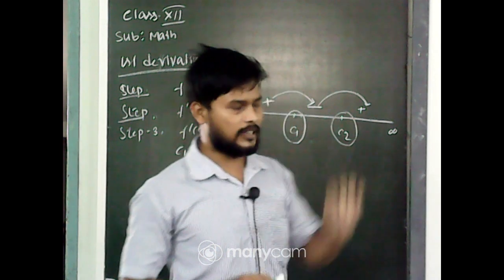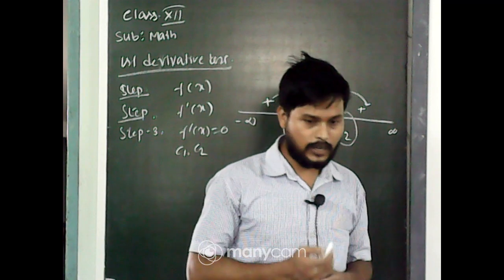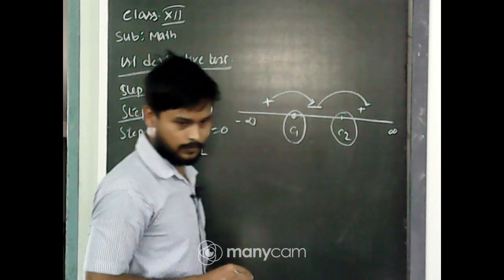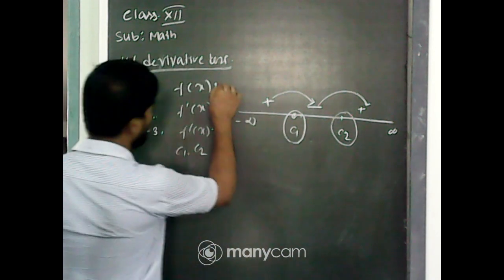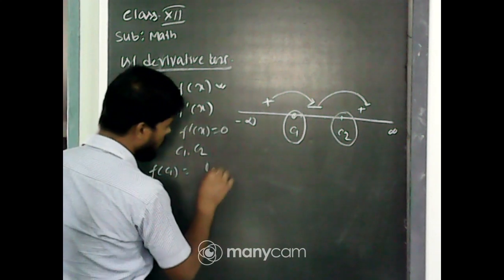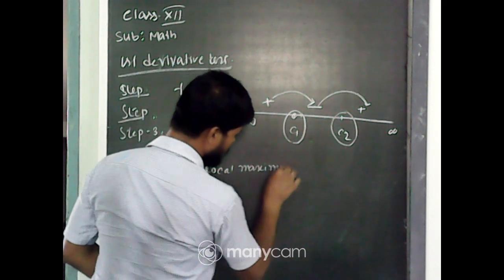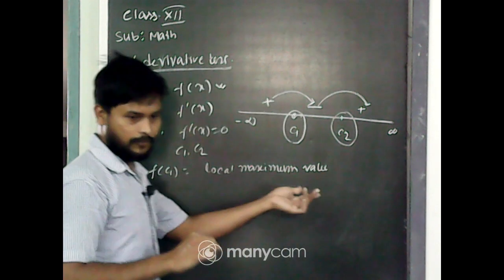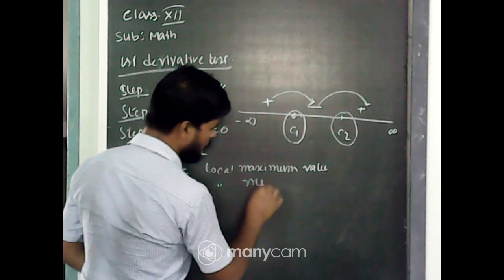And if the question is to find the local maximum value or the local minimum value, how can we find it? We know that we have a local maximum at x equal to c1. So to find the local maximum value, we have to put x equal to c1 in the given function. So f of c1 will give you the local maximum value, and f of c2 will give you the local minimum value.